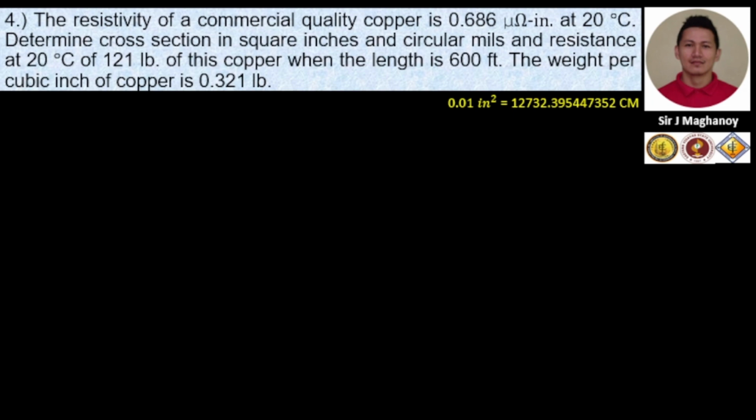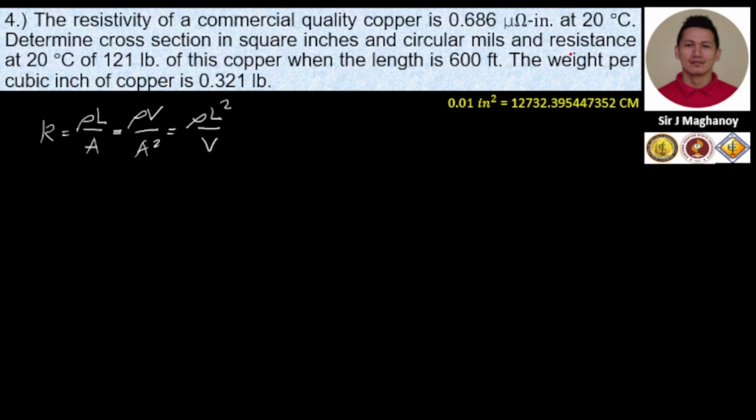First, we need to recall the formulas for resistance. The three formulas for resistance: R is equal to the resistivity times length all over the cross-sectional area, and also the resistivity times volume over the square of the cross-sectional area. And the third formula is resistivity times the square of length over the volume. Okay, let's try to evaluate our formulas.